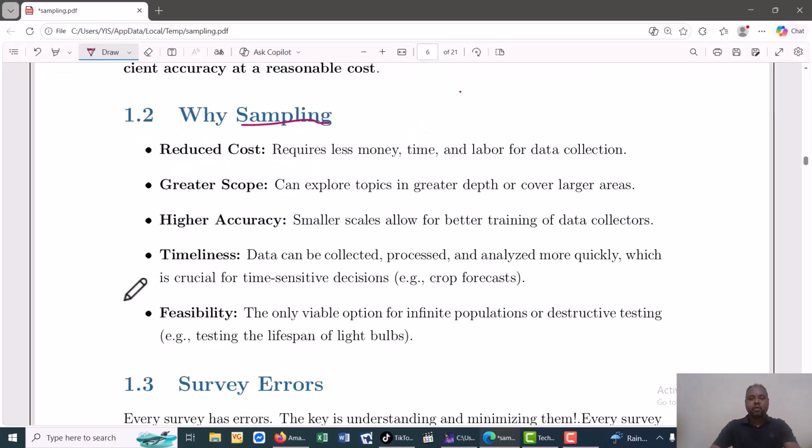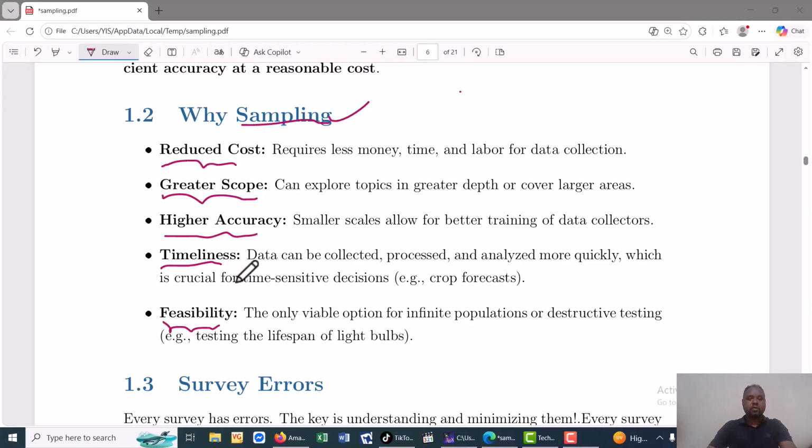This is nothing but in sampling there is reduced cost. With sampling, greater scope is there. With sampling, higher accuracy is there. And with sampling, it is faster. And sometimes sampling is the only option to do so. So feasibility issue is also arising here.